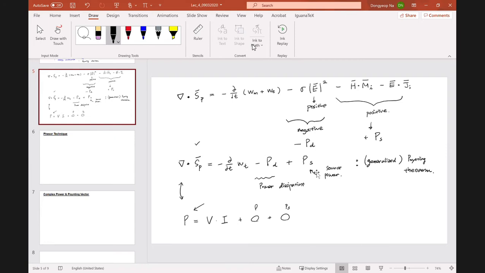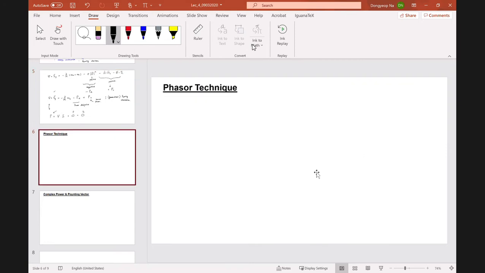Okay. Then let's move on to another topic, which is the Phasor Technique. We know that Maxwell's equation is a linear equation, a linear system.